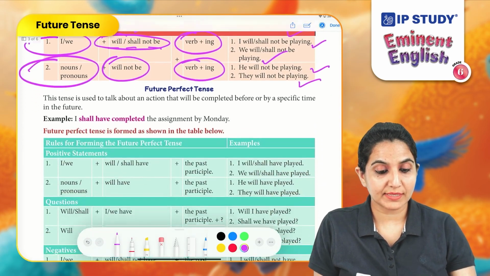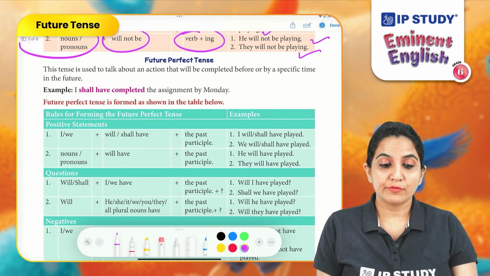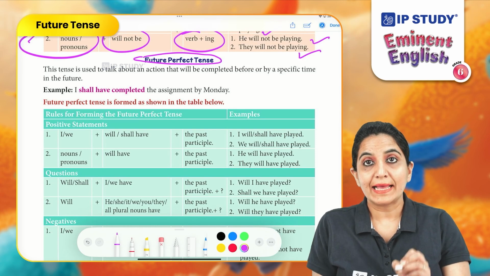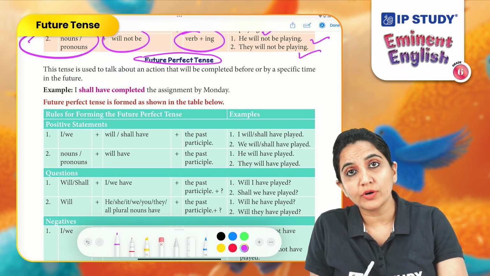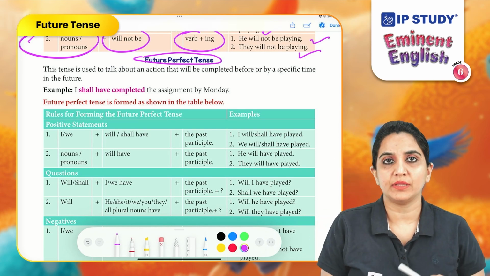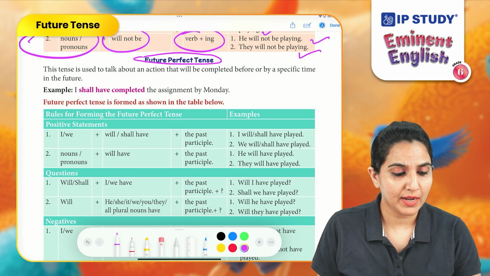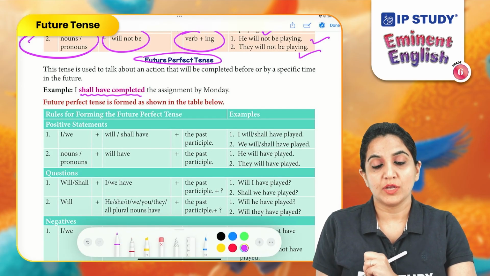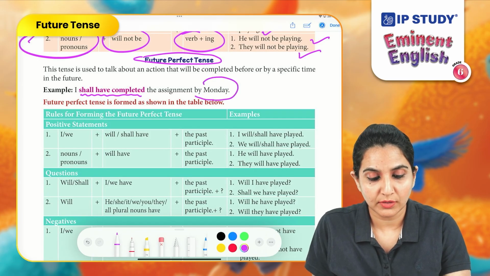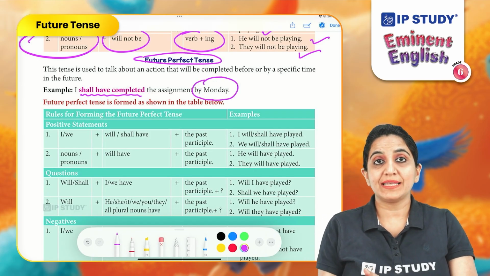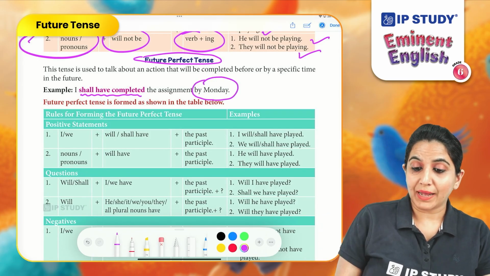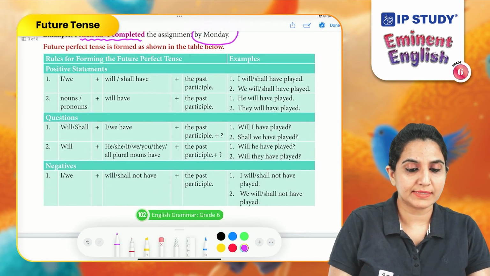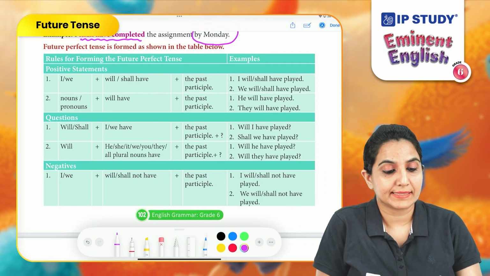Let us now discuss the future perfect tense. Future perfect tense is used to talk about an action that will be completed before or by a specific time in the future. For example, I shall have completed the assignment by Monday. So we're talking about the future, but we're talking about an action that will be completed by or before a specific time. Let us understand the rules to use them in sentences.